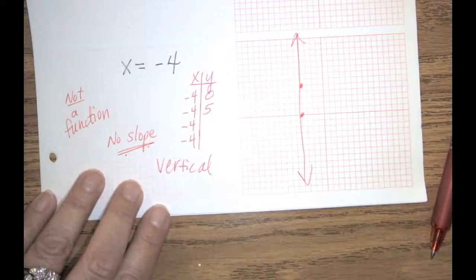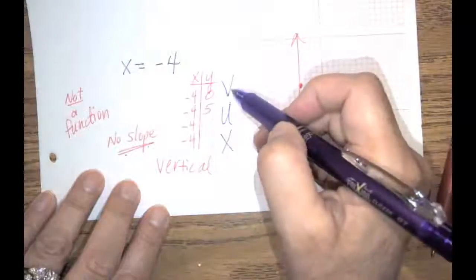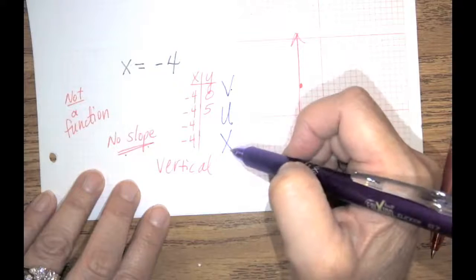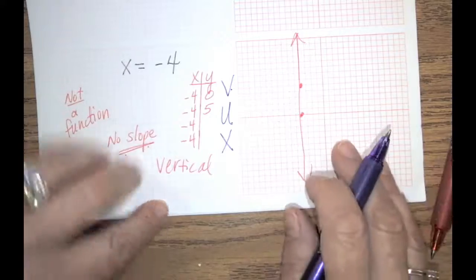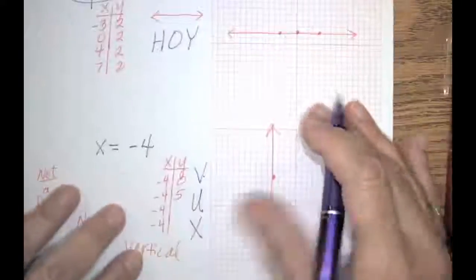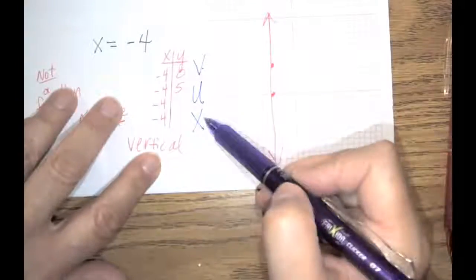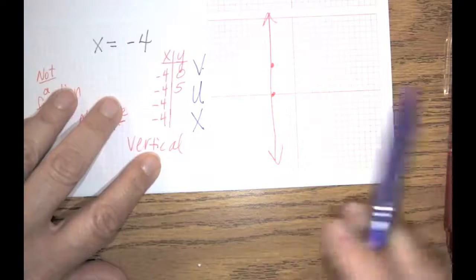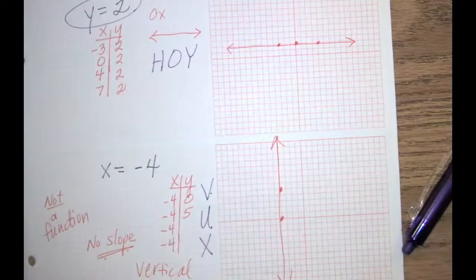The other thing you could do is VUX. Vertical lines have undefined slope and only an x. Now, some of my sillier students in the past have come up with an acronym: I'm high on you because I have very ugly x's. Whatever works for you. So horizontal and vertical lines look a little different, but they should be easy to figure out.